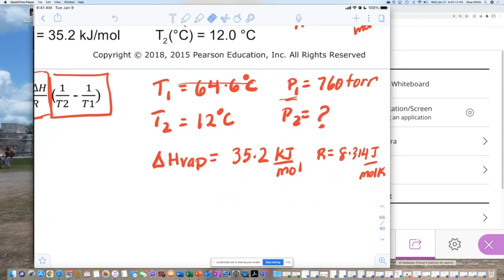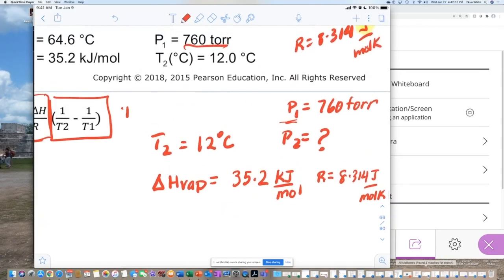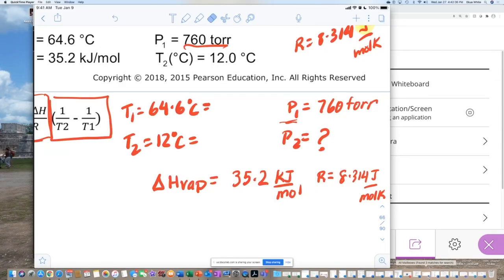So let me do this. Let me write this. Oops, 64.6. Temperature 1, 64.6 degrees Celsius. Temperature 2, 12. I was being a little zealous when I started to plug in the calculator and stuff, and I was like, wait, I haven't converted my units. And then this one here, 35.2.